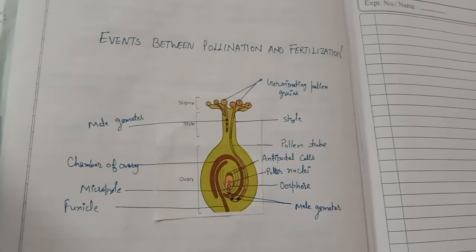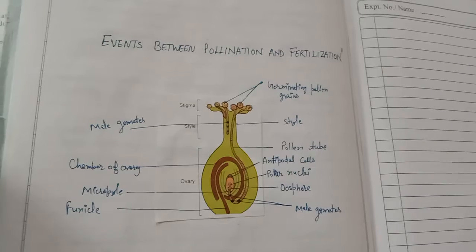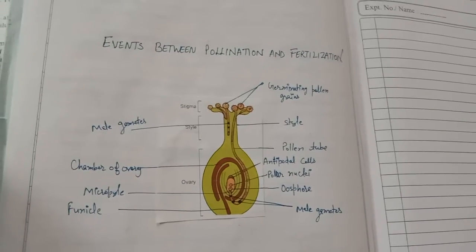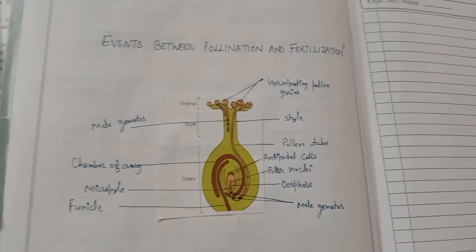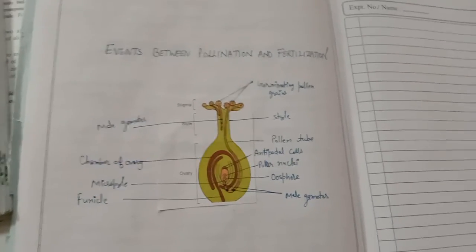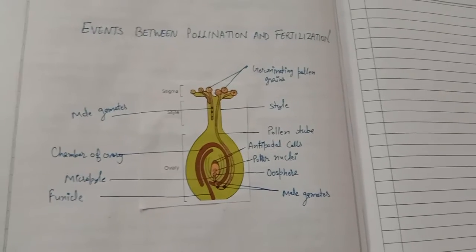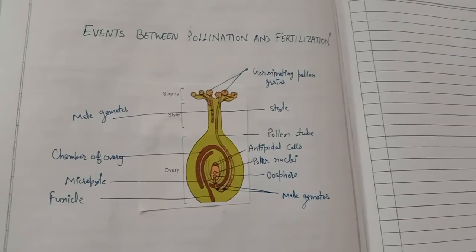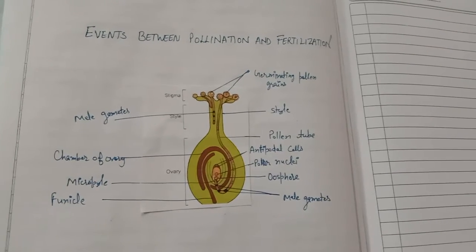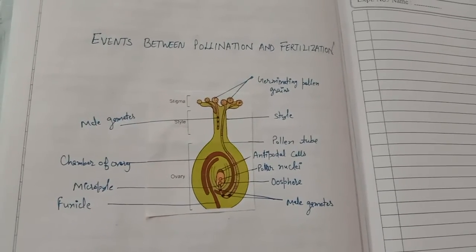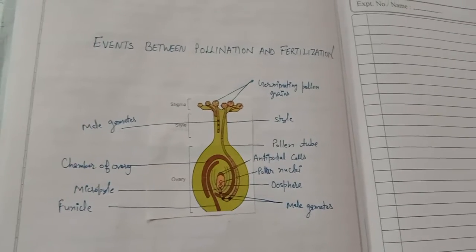The nucellus is consumed. The oosphere forms the zygote, which grows to form the embryo. So the accessory parts degenerate at this stage; the sepals, petals, stamens wither away, and now they don't need it. So what is a seed? A seed is the ripened ovule.